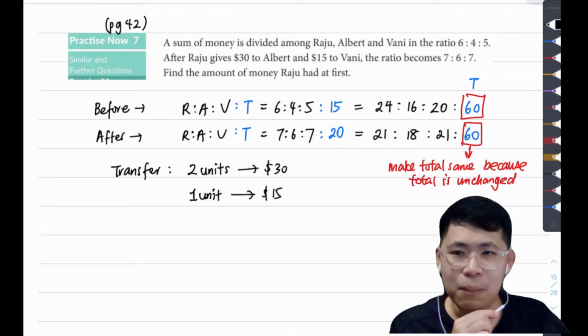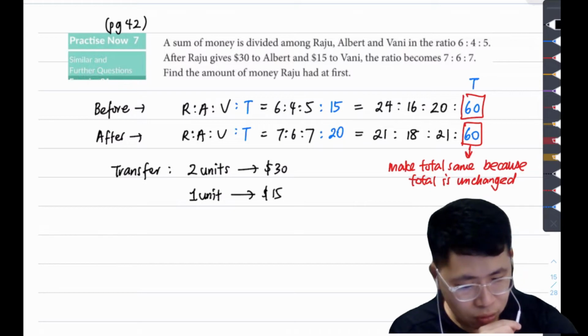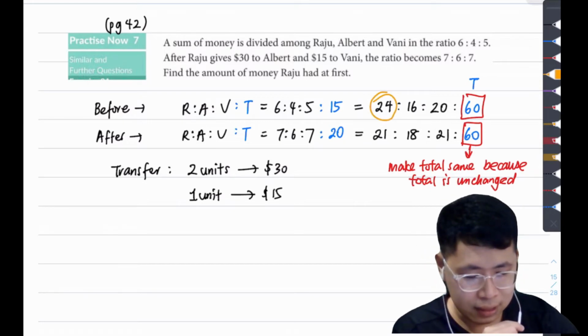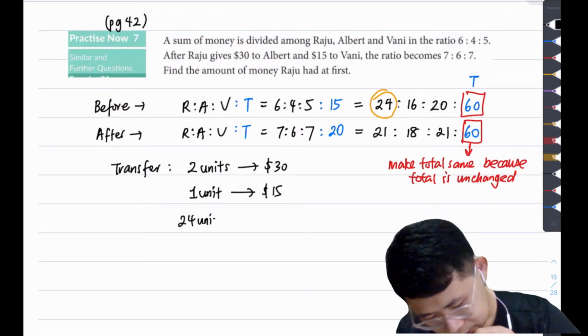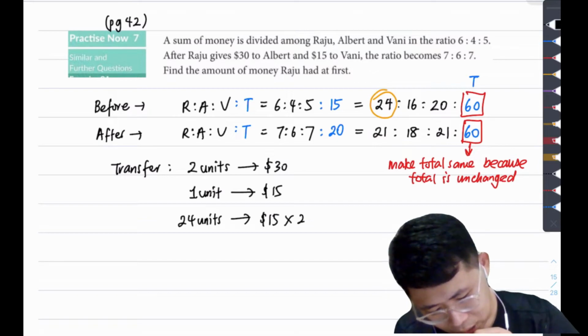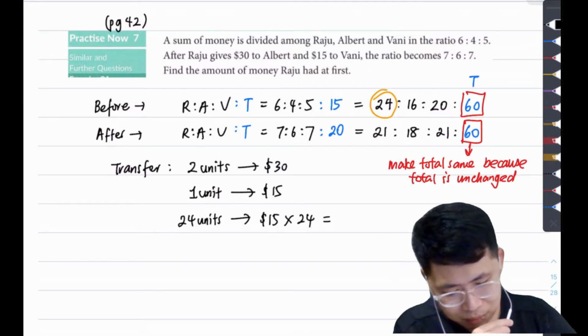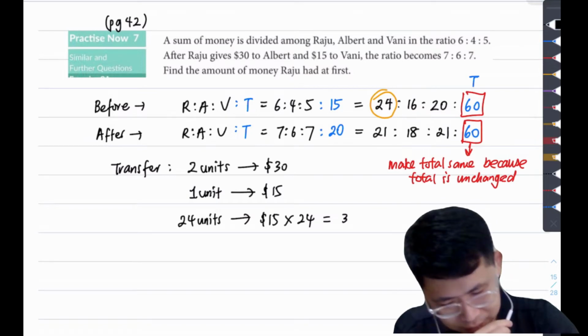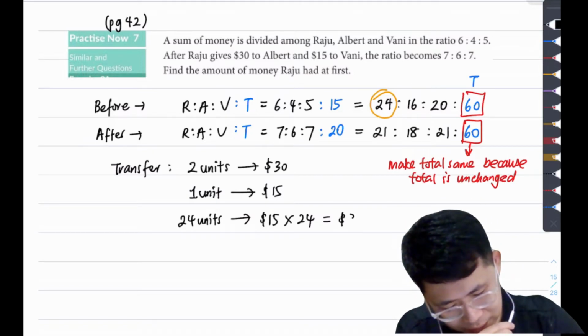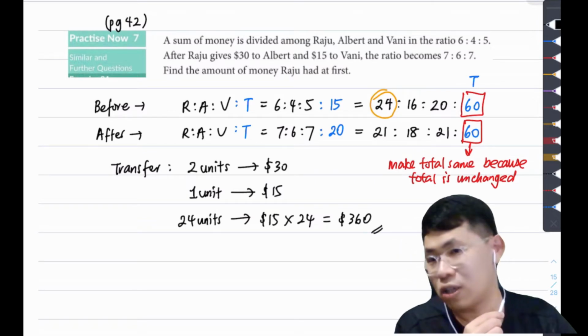So find the amount of money that Raju had at first. We are going to look for 24 units. Okay, so over here 24 units would be $15 multiplied by 24. So this would give me $360. Okay, so Raju had $360 initially.